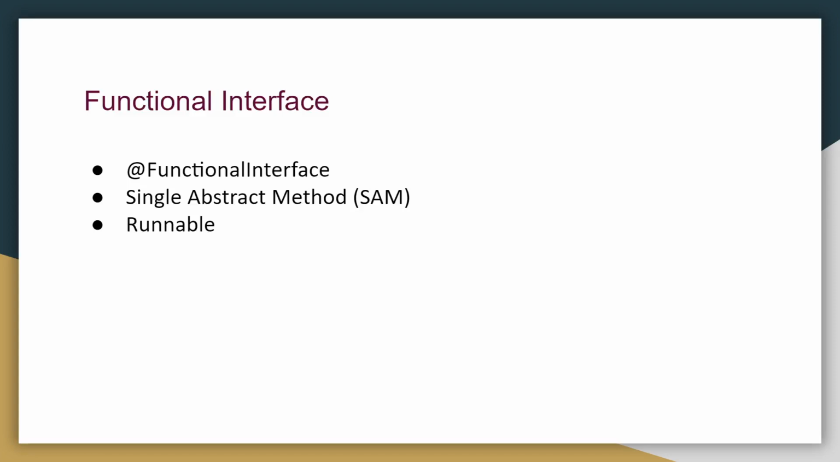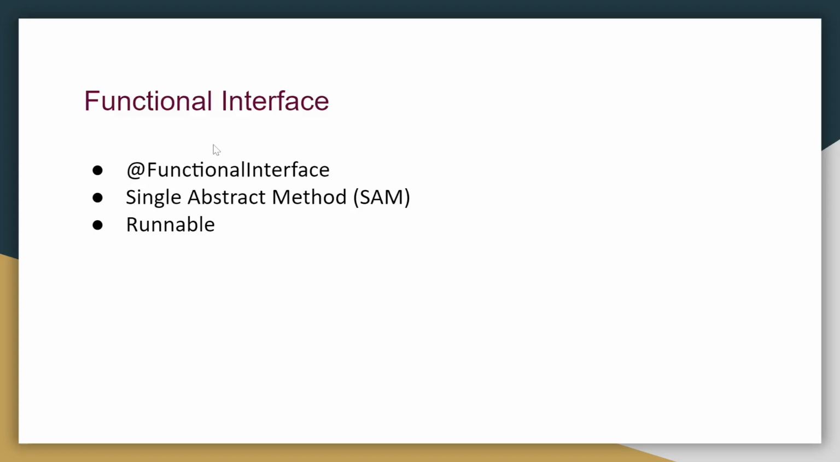an interface which is annotated with @FunctionalInterface and has only a single abstract method is known as a functional interface. If the interface is not annotated with @FunctionalInterface, it cannot be considered a functional interface in Java 8. But in later versions it can be considered.